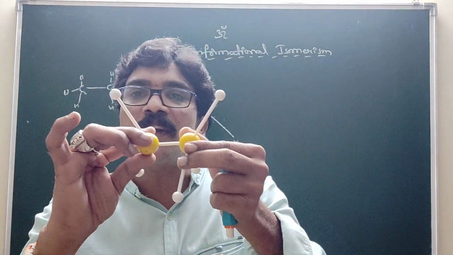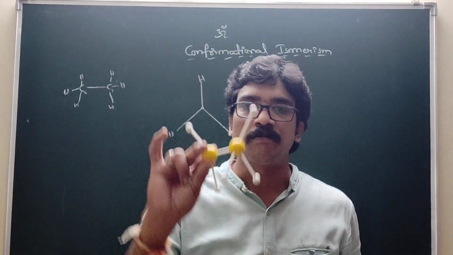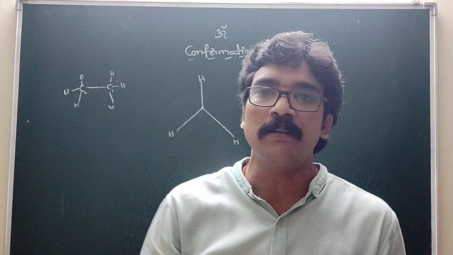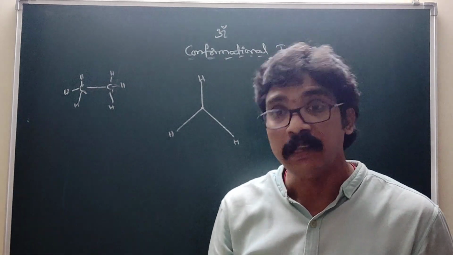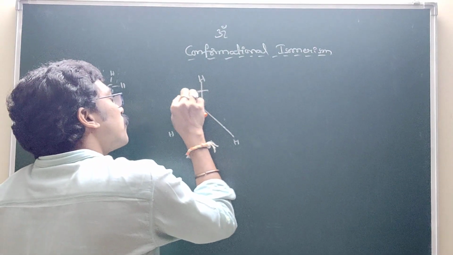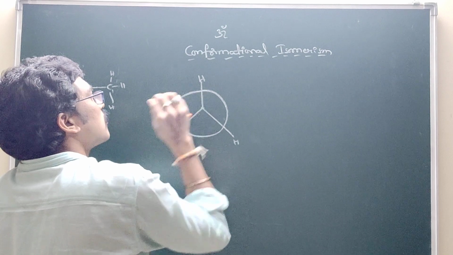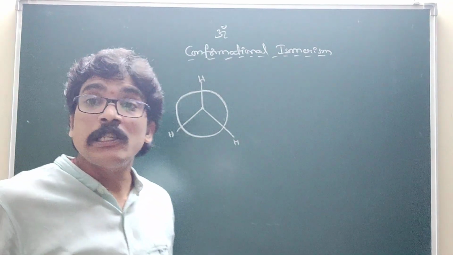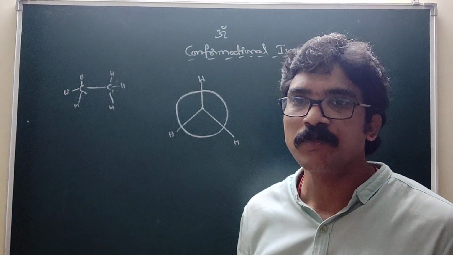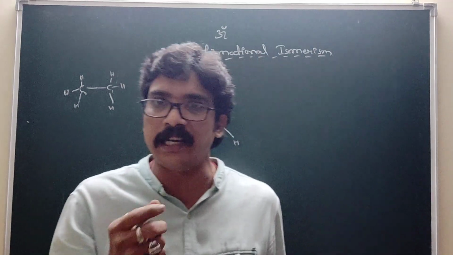Three-dimensionally, this is the front carbon and this is the back carbon, represented by ball and stick representation. But on the board, how can you represent the back carbon? To represent the back carbon, it is represented by a circle, like this. In this back carbon also there are three hydrogens, just as in the front carbon.